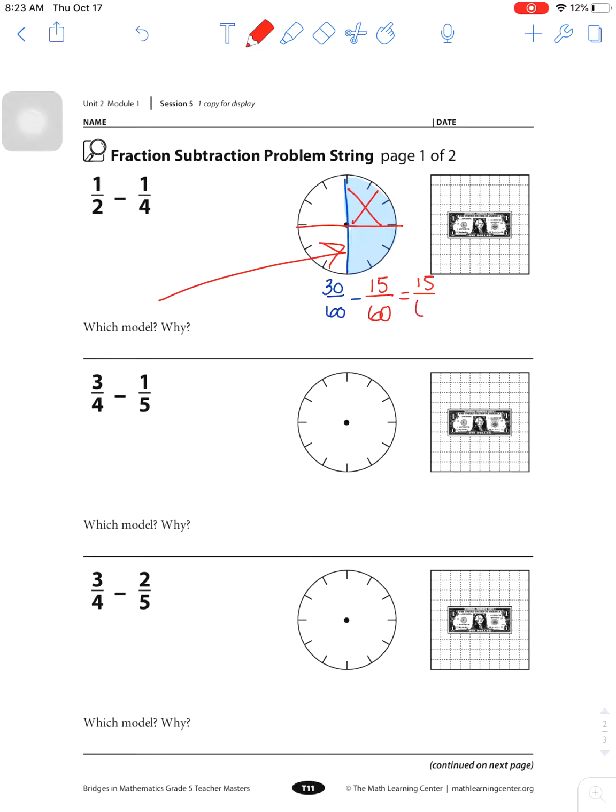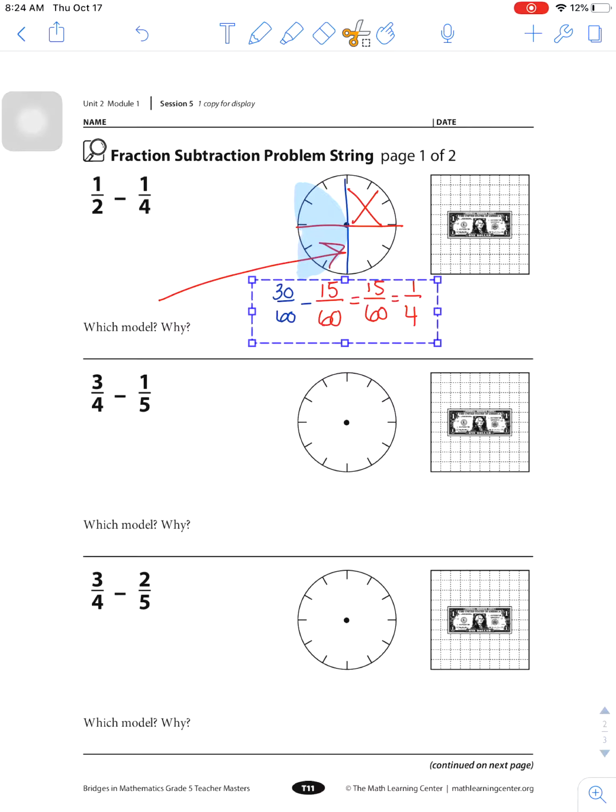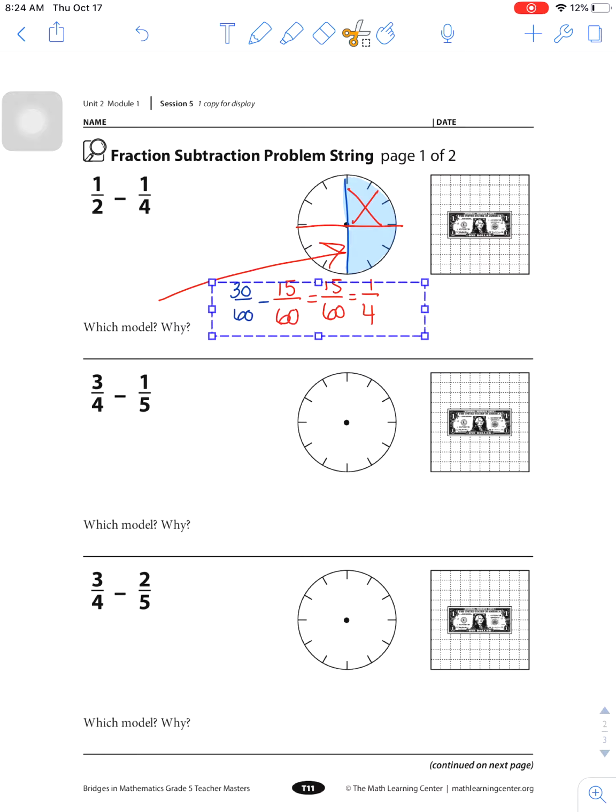Which is 15/60ths. Now, if we want to break this down even further, we can. How can we do that? We can simplify it. So 30/60ths minus 15/60ths equals 15/60ths, or 1/4, okay? So there is the clock model, okay? So as you can see, oops, I'm moving too much here. As you can see, the clock model does work. Just gonna move this over. Now let's try and see if the money model works. Okay, you might already have that answer in your head.